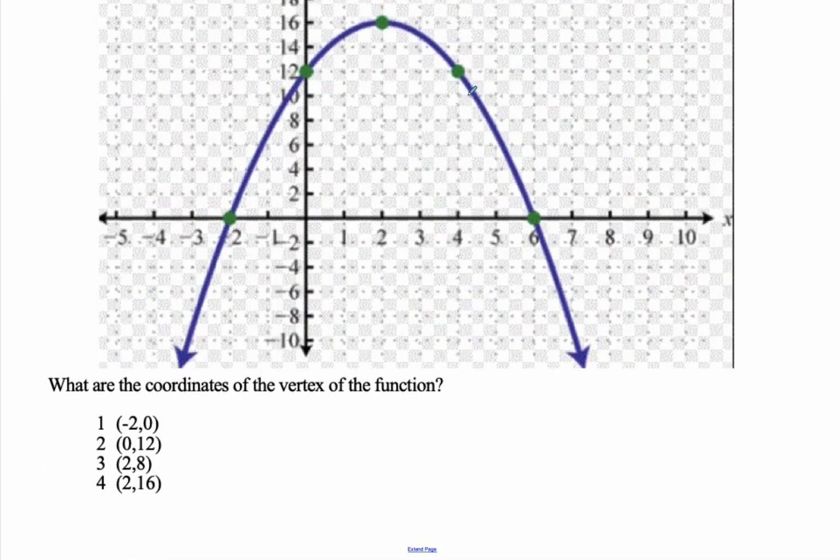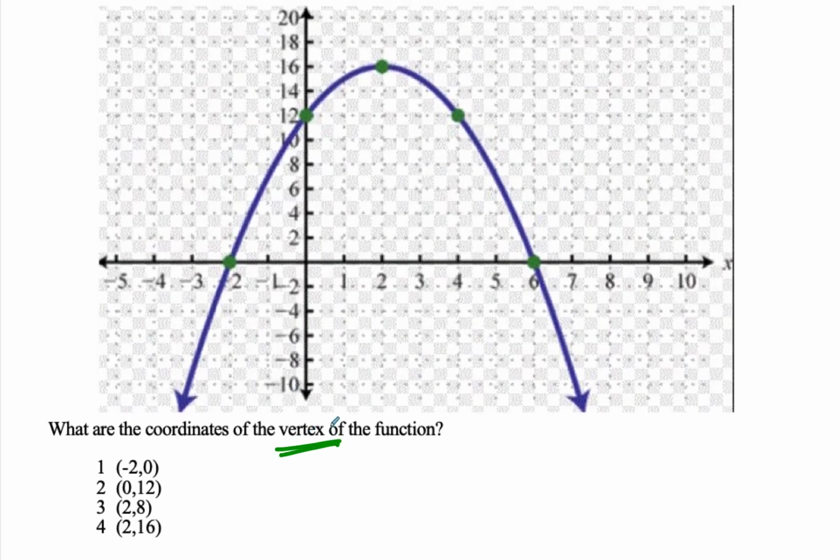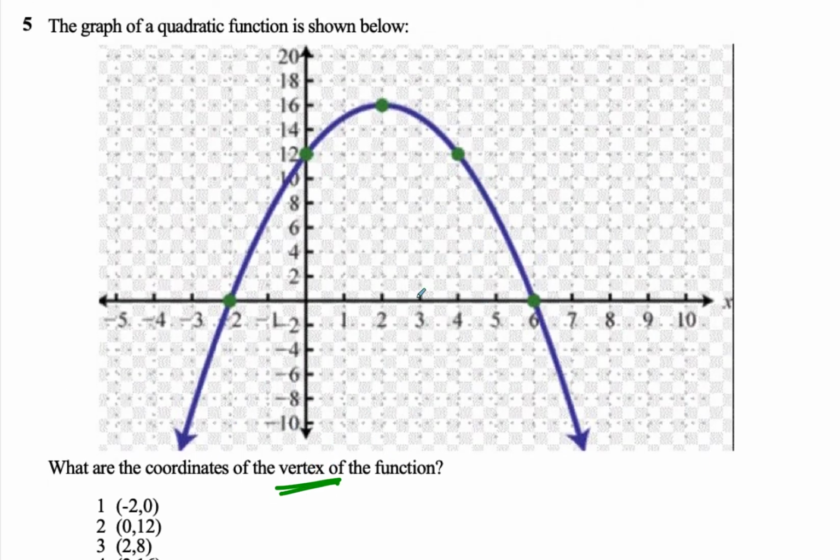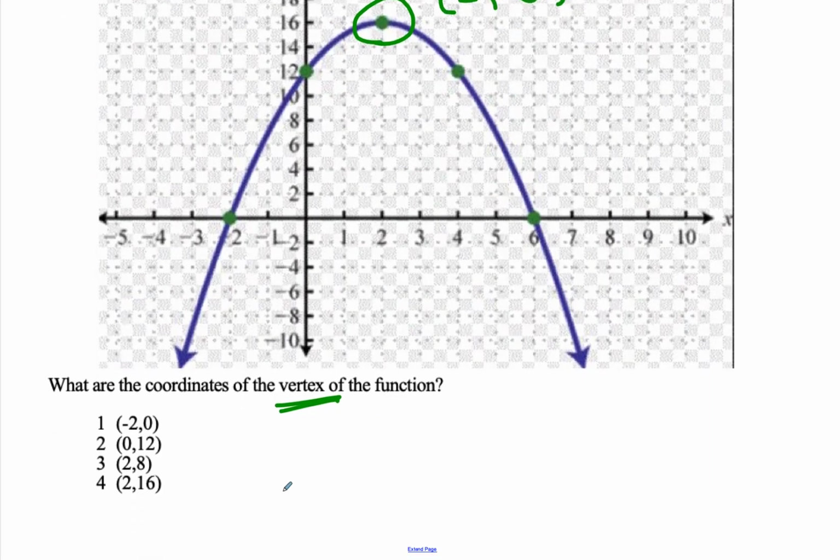Now, where's the vertex? The vertex is basically the turning point on the parabola. And the turning point on the parabola seems to be right over here, where the x value seems to be 2 and the y value seems to be around 16, which makes choice 4 the answer.